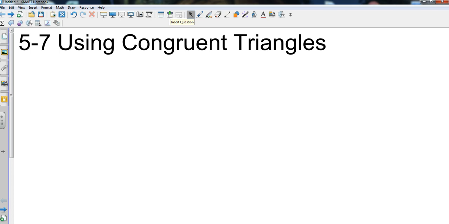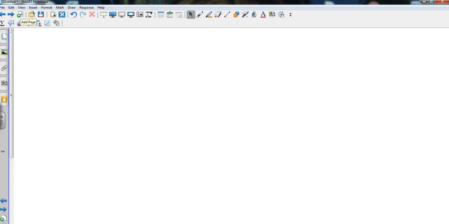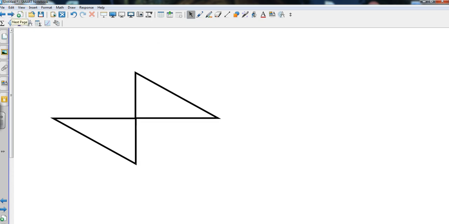Not actually doing the whole proof, but basically doing the whole proof. It just looks a little bit different. So let's start off with a couple of triangles that look like this.